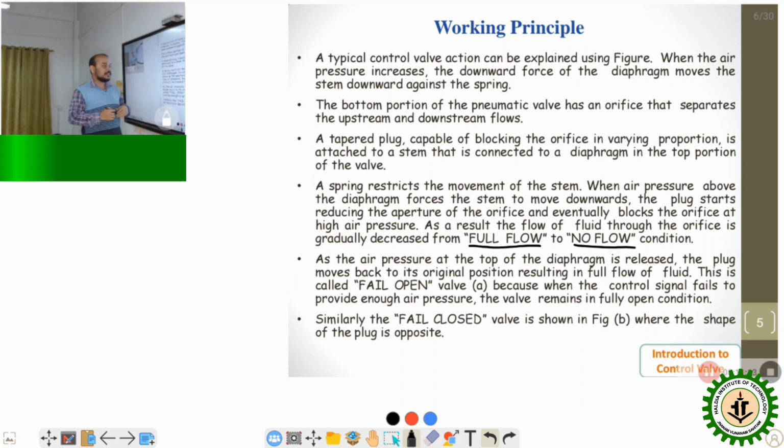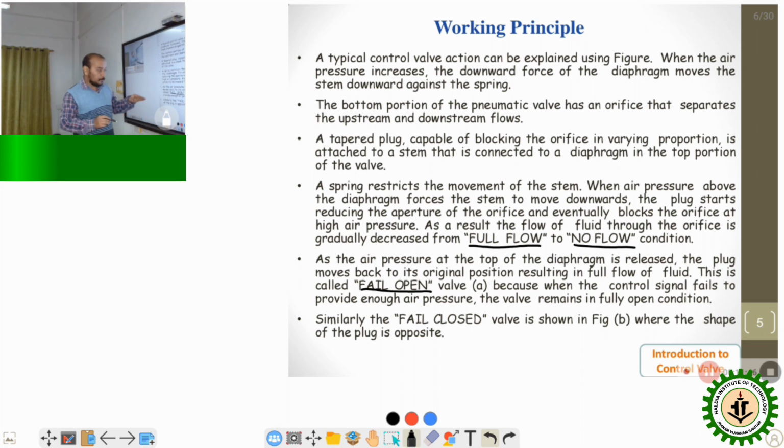And as the air pressure at the top of the diaphragm is released, the plug moves back to its original position, resulting in full flow of the fluid. So whenever you reduce the air pressure which you have applied, 3 to 15 psi, at that time the reverse action is given by the stem, assisted by the spring arrangement, and it will go back to the same position.